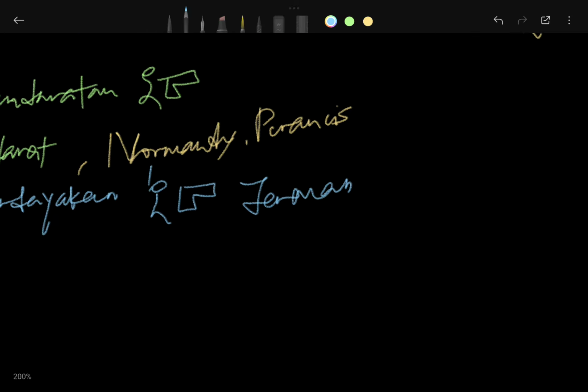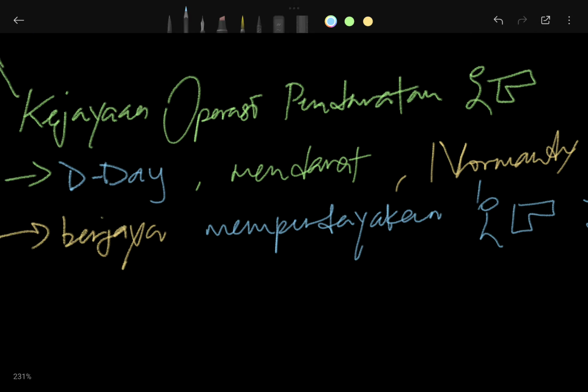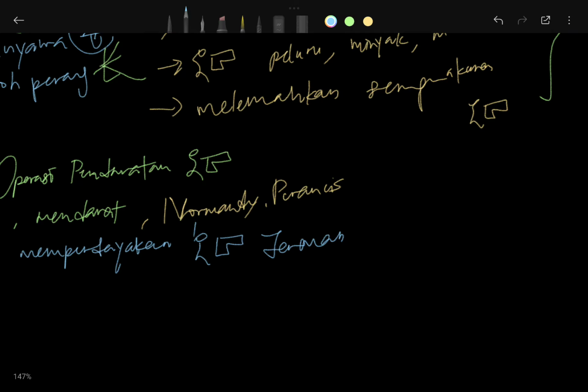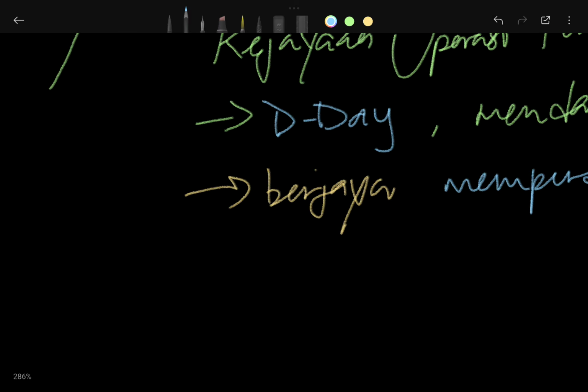There was a lot of news buzz going on. They're gonna land at Calais. They're gonna land at Calais, and thus all of them were preparing over there. But turns out, we were landing at Normandy. So, kejayaan ini telah meningkatkan semangat tentera bersekutu.